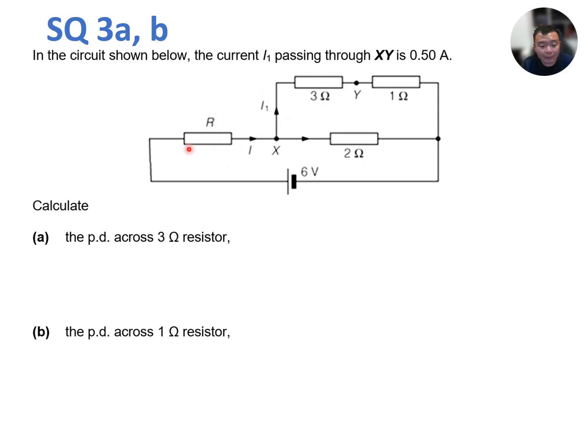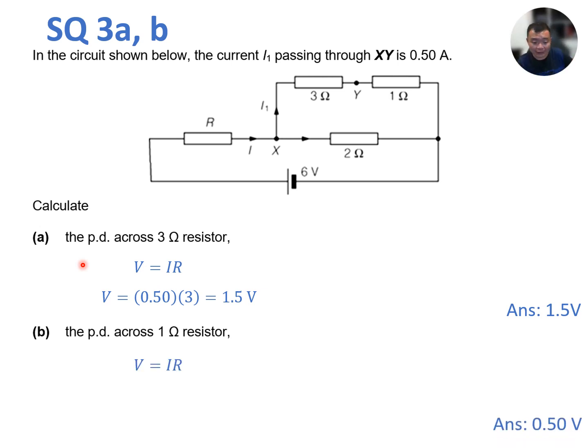So in part A and part B, you are to calculate the voltage across the 3 ohm resistor and the 1 ohm resistor. You are given I1 to be 0.50 amperes. So it's a simple application of Ohm's law. On the 3 ohm resistor, apply Ohm's law. Current is given to be 0.5 amperes and the resistance is 3. So that gets you 1.5 volts. Do the same thing for the 1 ohm resistor, apply Ohm's law to get the answer 0.50 volts.